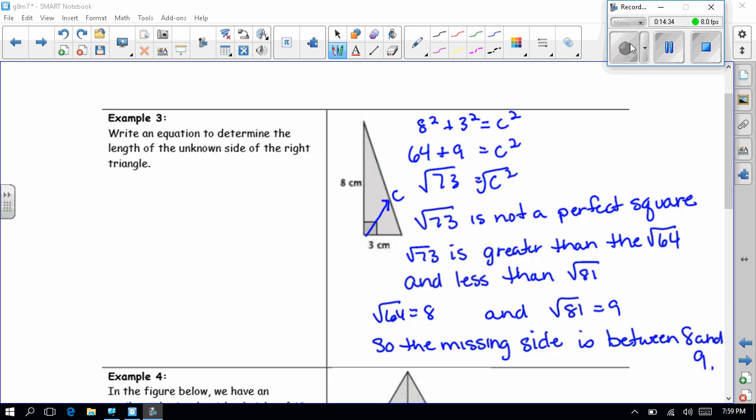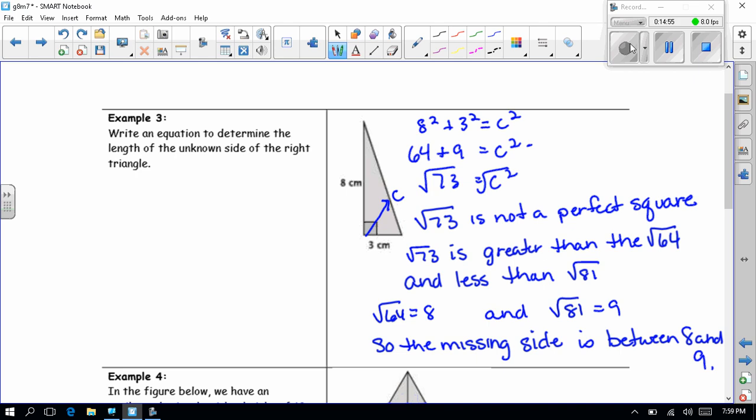Okay, so here's example 3 again. I had some technical difficulties and I think I got them all straightened around, so I'm sorry if it jumped around a little bit for you. We set up the problem to be 8 squared plus 3 squared equals C squared. 64 plus 9 equals C squared. And when we add 64 and 9, we get 73.